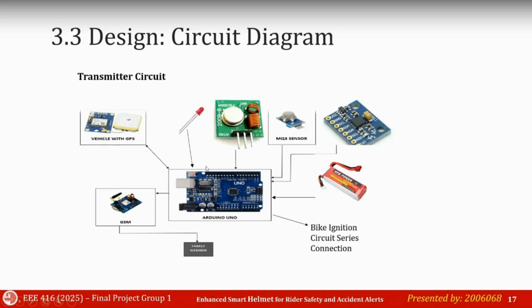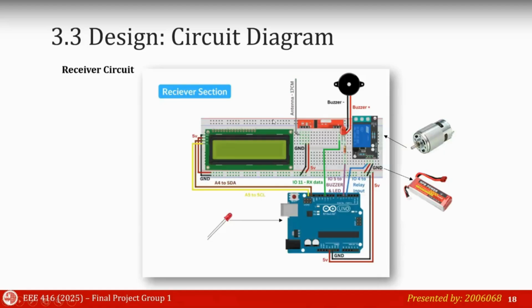Here the central Arduino Uno microcontroller and all the sensors are integrated to it, and this is basically the RF transmitter module. And to power all these modules, we are using a battery here. And this is the final circuit diagram of our receiver circuit.